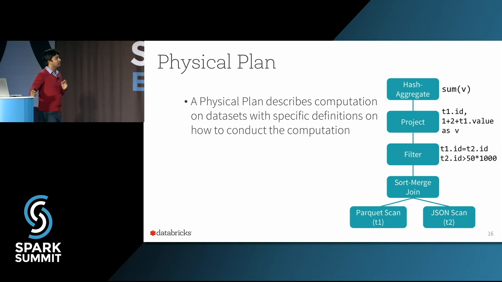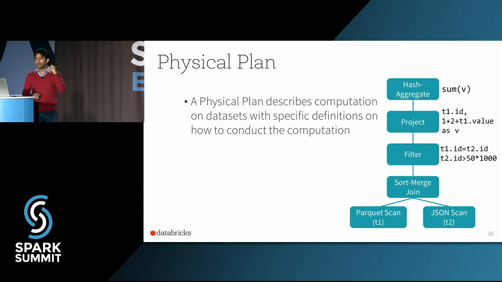A physical plan, on the contrary, describes computations on data sets with specific definitions on how to do these computations. Contrary to the logical plan, we see that the scan operators in this case are converted into, let's say, a Parquet scan or JSON scan, depending on whether it was a Parquet table or a JSON table.